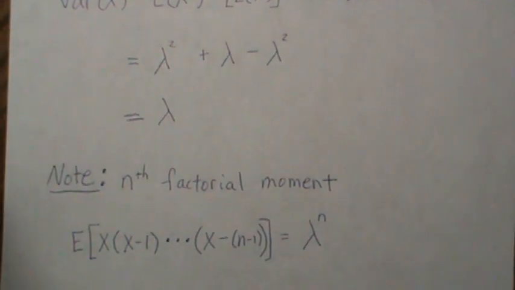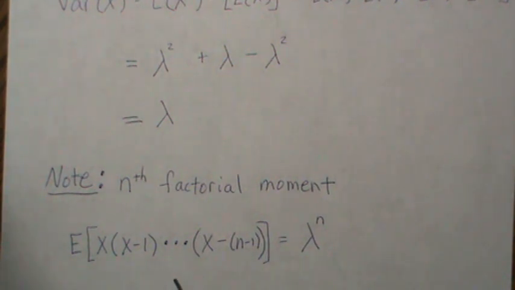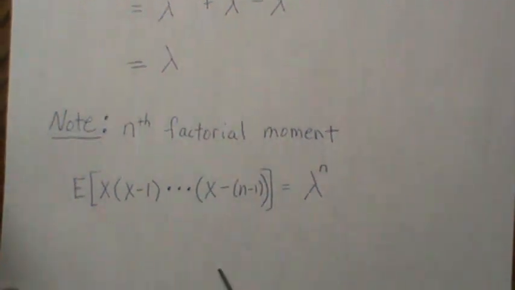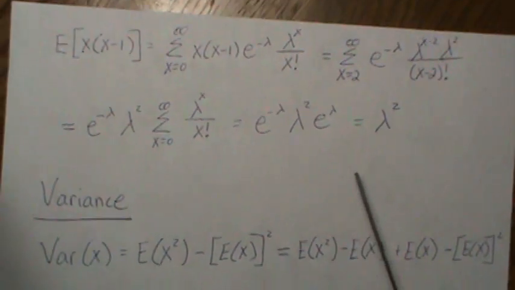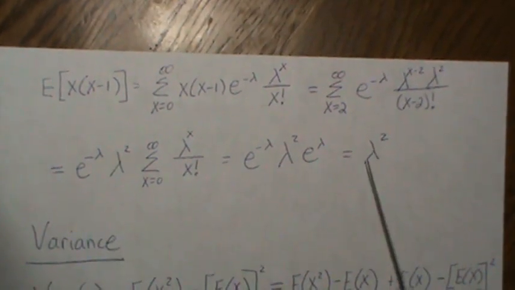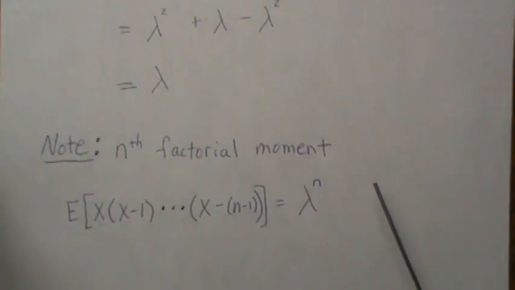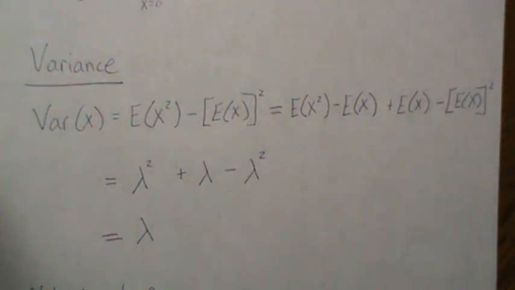And one note about factorial moments for a Poisson: the nth factorial moment, meaning there are n terms here, is just lambda to the n. We're not going to prove that, but you can use the same approach here and show that it's true. So that's all I have for today.